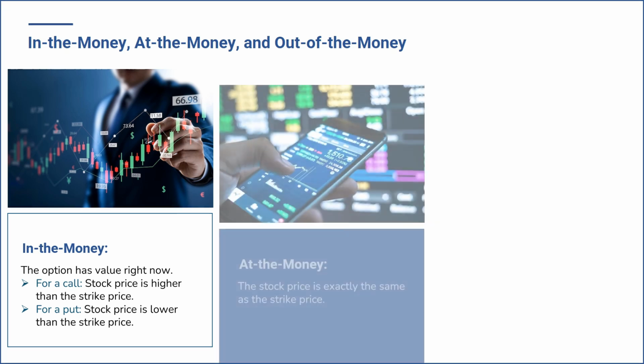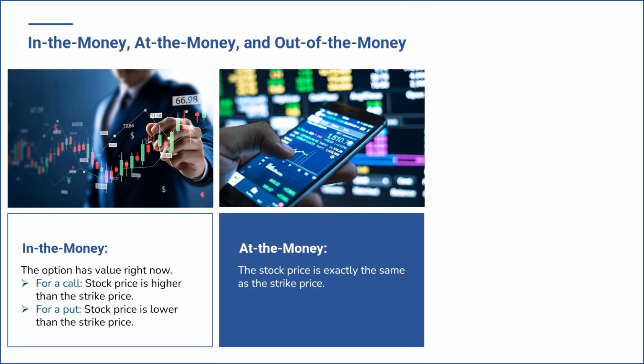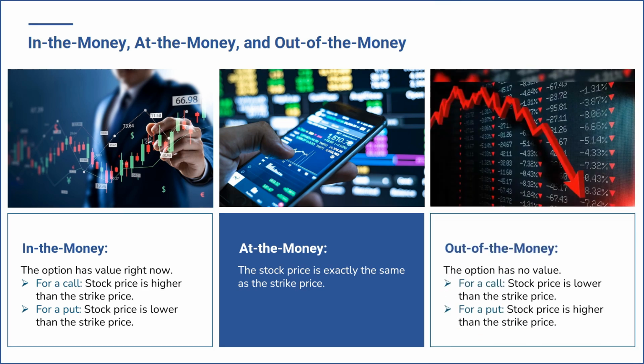And at the money, the stock price is exactly the same as the strike price, meaning it doesn't have a long distance. So, for example, if the strike price is $20, at the money it's going to be 21 or 19. That's at the money. And out of the money, the option has no value. For a call option, the stock price is lower than the strike price. For a put option, the stock price is higher than the strike price.